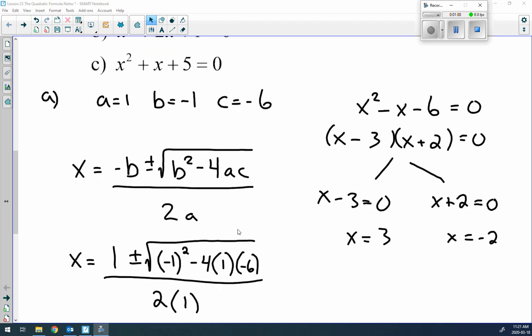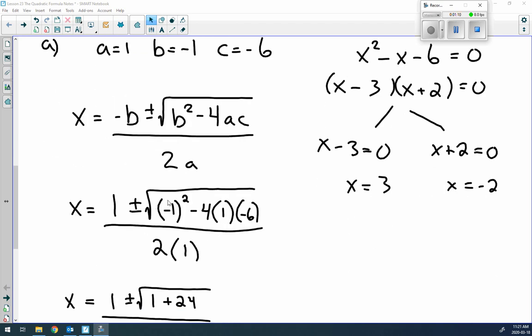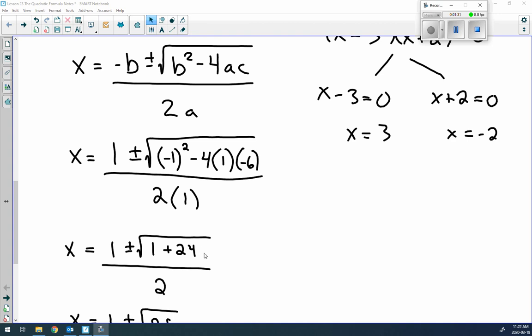Plug in the numbers. Now, if you notice, see the b squared under here? I put the negative 1 in brackets. Even if it's positive, put it in brackets. It's a really good habit to get into because this is one of the most common mistakes: negative 1 squared is positive 1, and most people will put negative. And then the second most common mistake is over here. Negative 4 times 1 times negative 6. Negative 4 times negative 6 is a positive number. Many of you will make that mistake and leave it as a negative when it should be a positive.